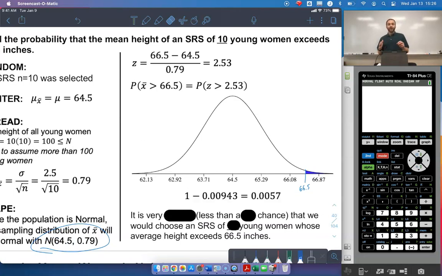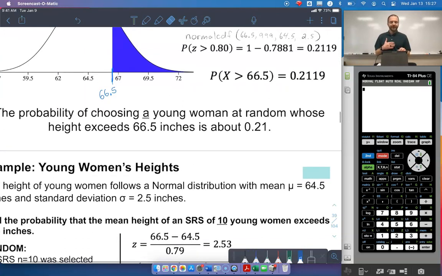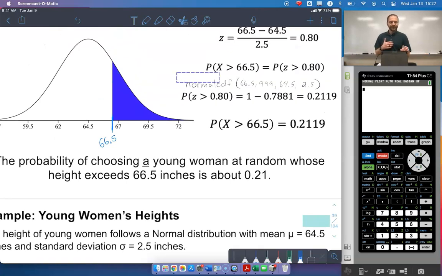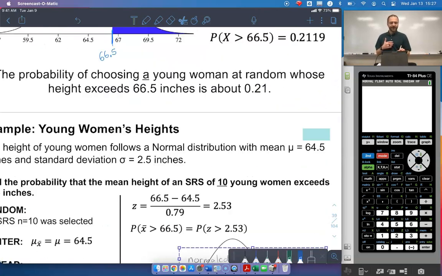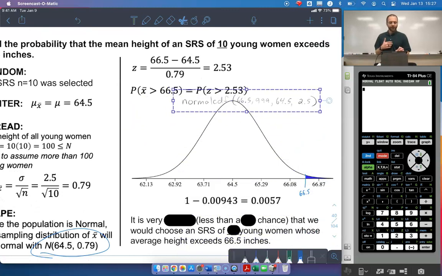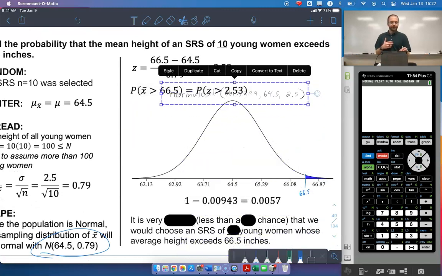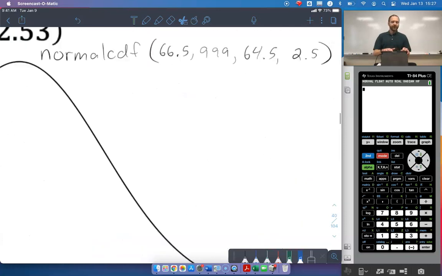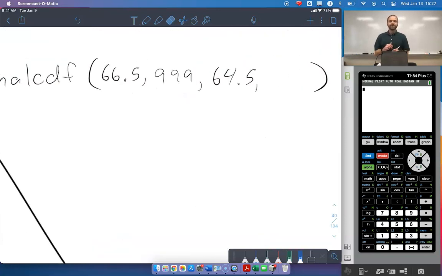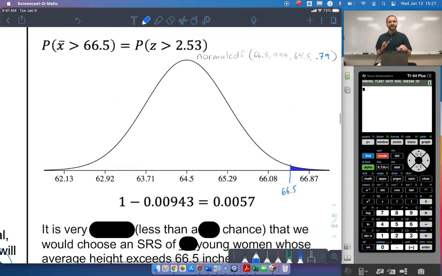I can do 1 minus, or I can do the normal CDF. Remember, in this case, it would be normal CDF, your lower bound, 66.5, your upper bound, it's almost the same exact thing as this. But even if I take this, let me just duplicate it and drag it down, what's different about it? Well, the difference is going to be the spread. That's going to be the different part. And I think it was 0.79 if we take a look at it, but everything else I could keep the same. So that's interesting that the spread lowered.